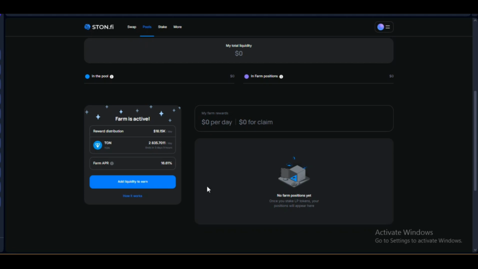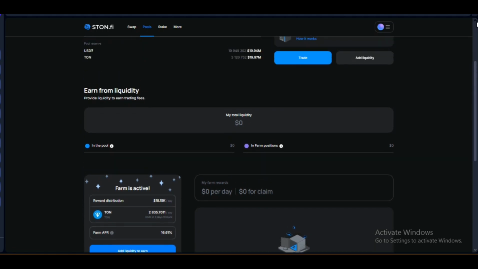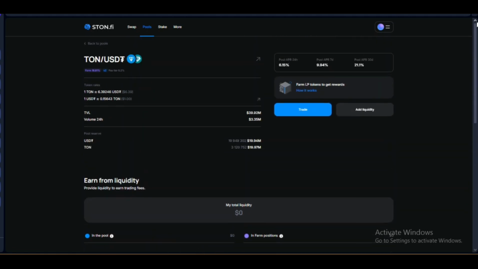You can see it here. The last one we looked at was STON and USDT. If farming is active and you do that, this is what you make. Apart from your normal APR, you're also making additional money from farming the money you put in. So that's pretty much it.